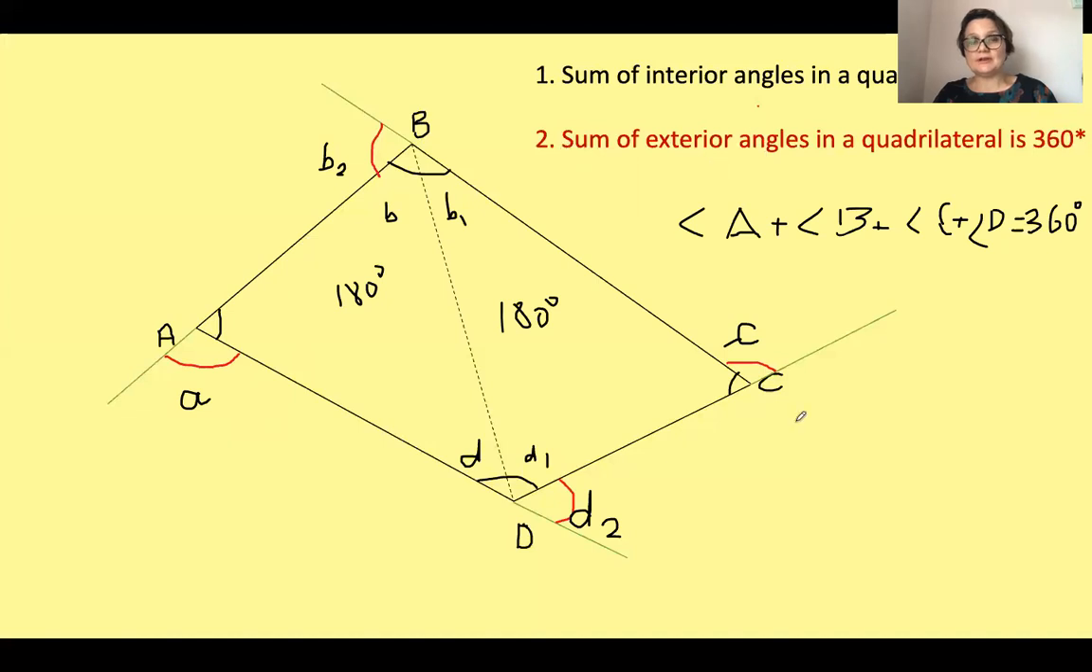So this is number 1, and number 2 says lowercase c plus angle B2, plus angle lowercase a, remember, exterior angle, plus angle D2, equals, again, 360 degrees. And both of these theorems are for quadrilaterals.